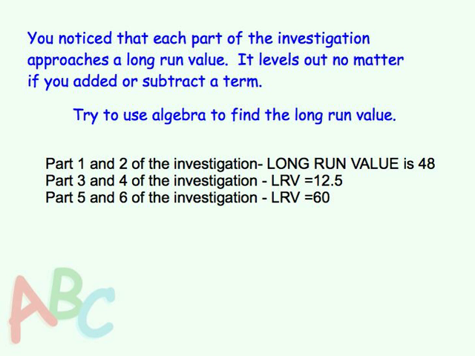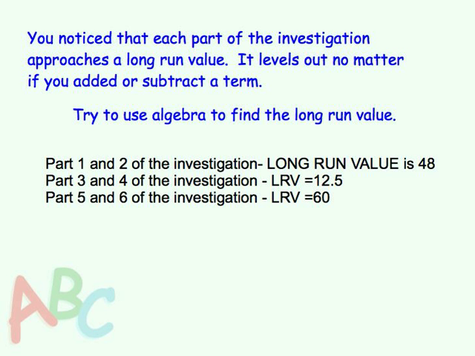Part 3 and 4 of the investigation, when you put that into the sequence mode of your calculator and scroll down far enough into the table, you're going to see that it stops changing at 12.5. For part 5 and 6 of the investigation, again, it did the same thing. When you scroll down far enough, you will see that it stops changing at 60. Those are what we call the long-run value. It's the LRV.